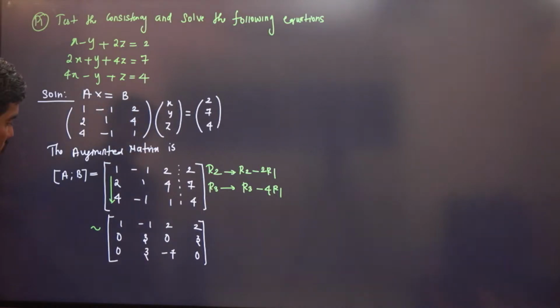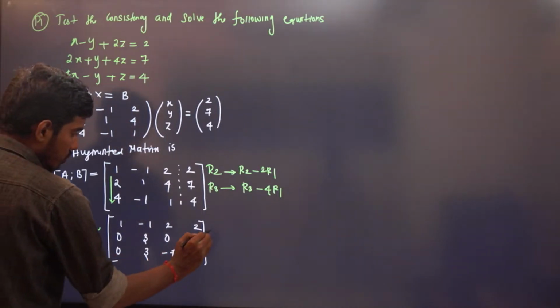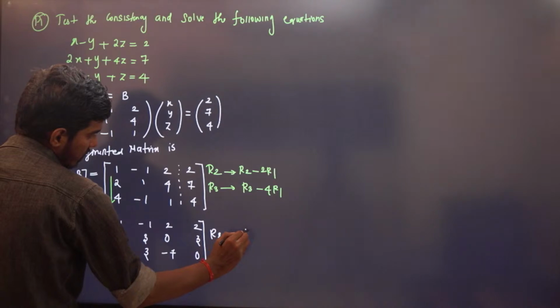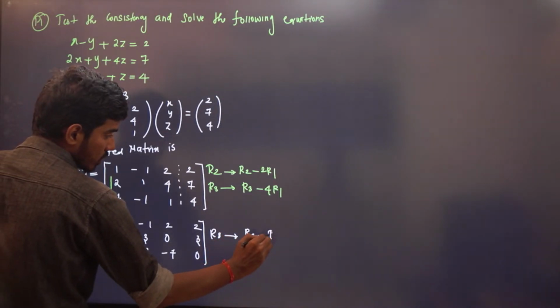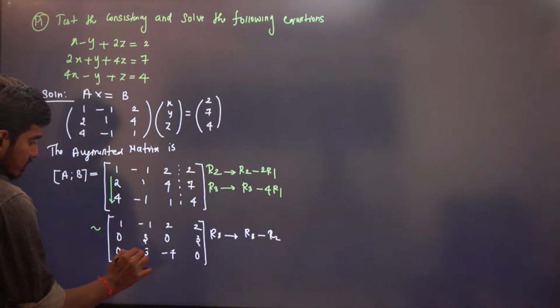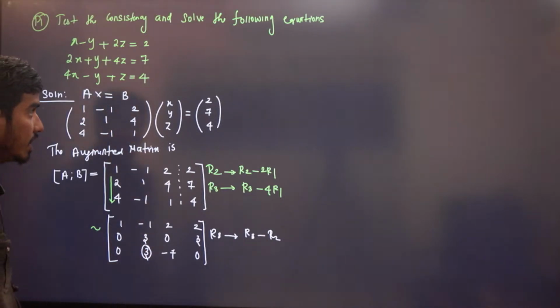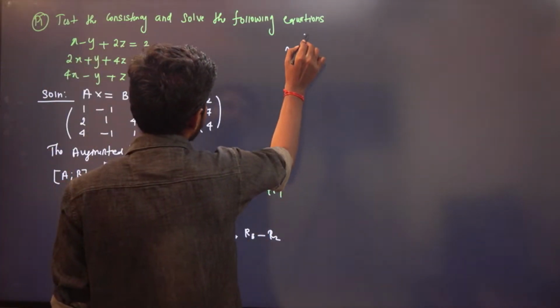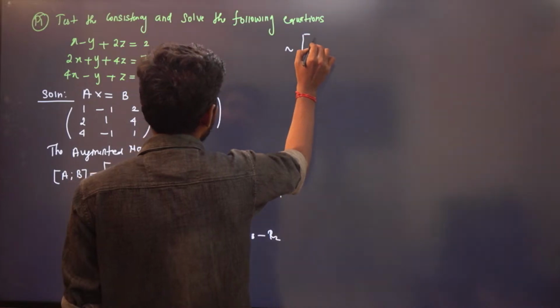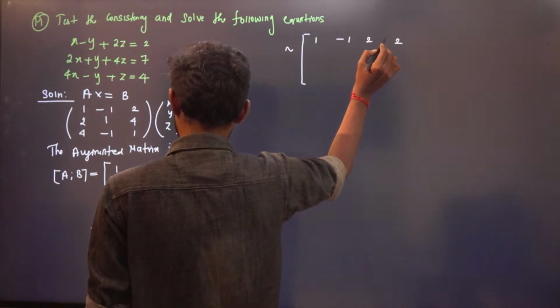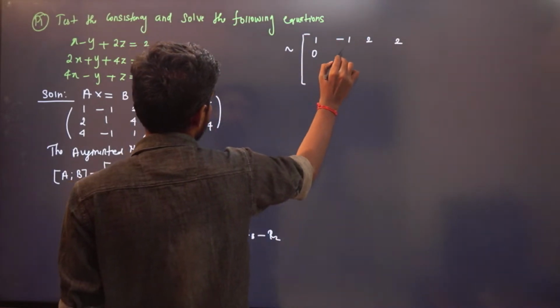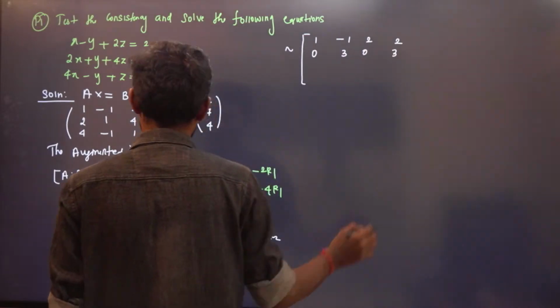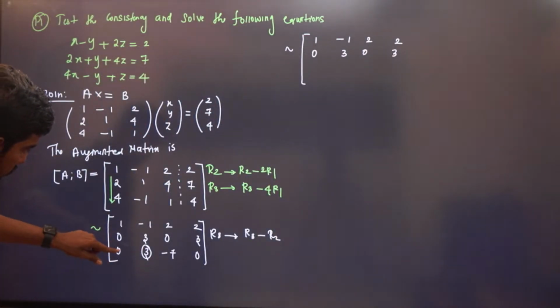Now you have to make this element 0. So R3 is R3 minus R2. Second row, first non-zero element, below that everything has to be 0. Now this is equivalent to 1 minus 1 2 2, 0 3 3 3.